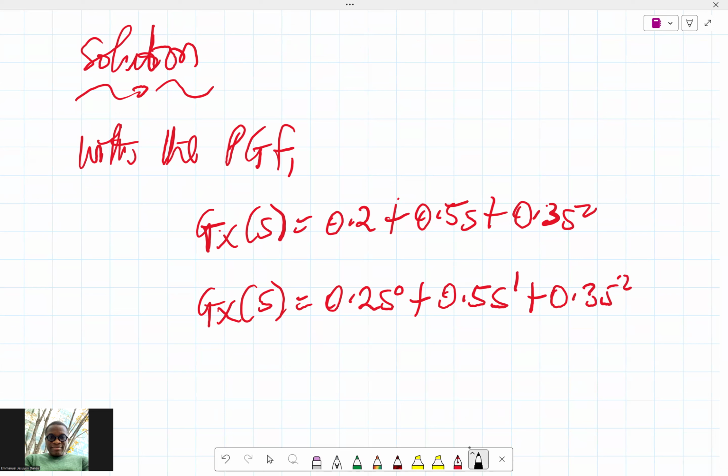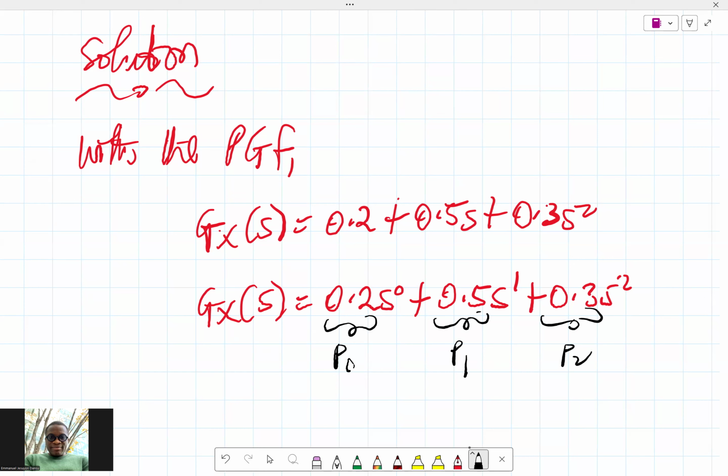this 0.2 is the coefficient of s raised to power 0, so that means 0.2 is going to be our P0. The coefficient of s raised to power 1 is our P1. The coefficient of s raised to power 2 is our P2. So with that, we can now write out the probability mass function.